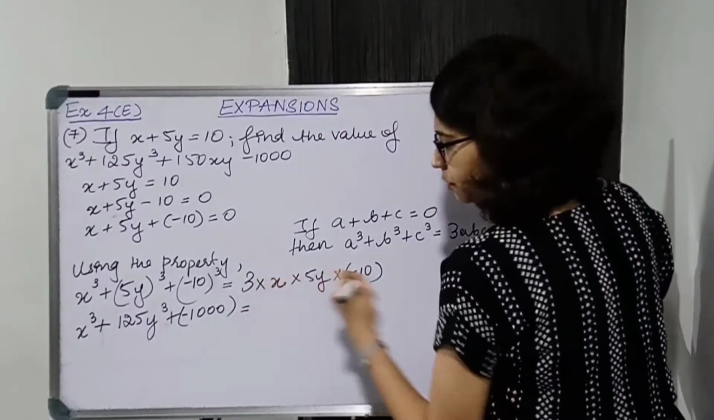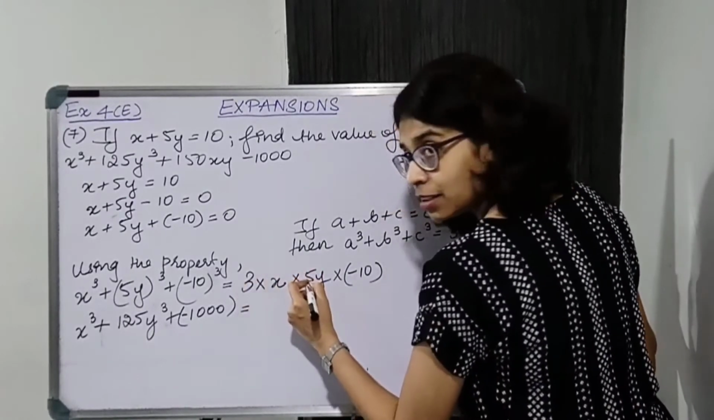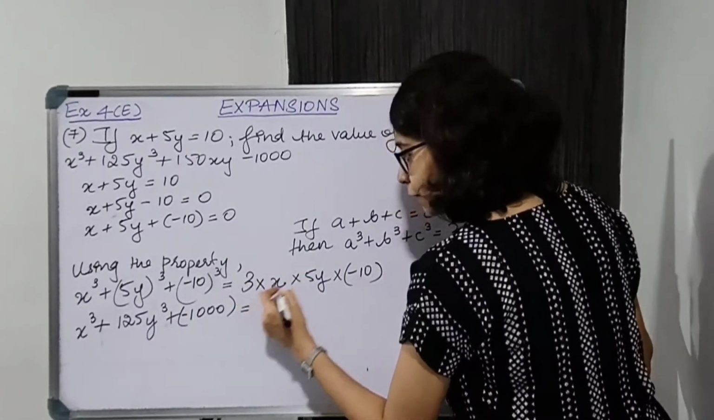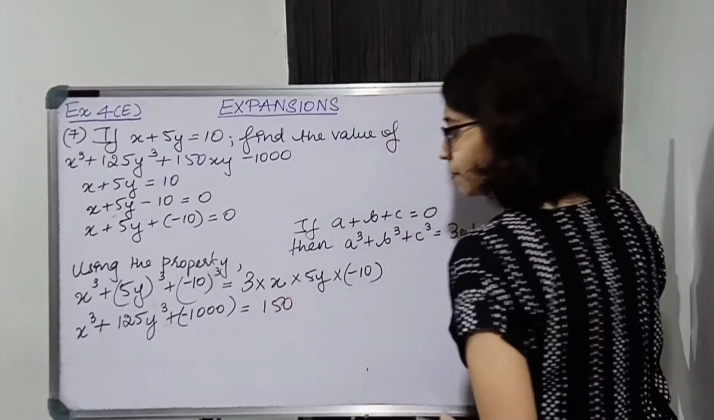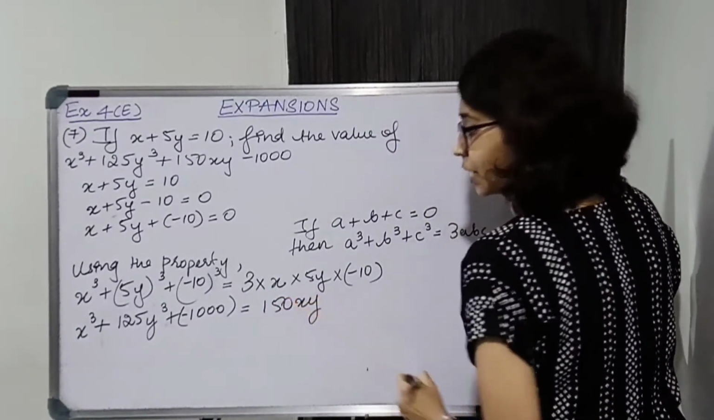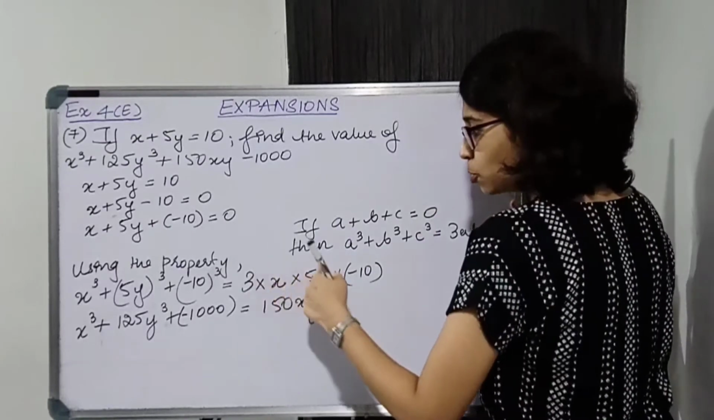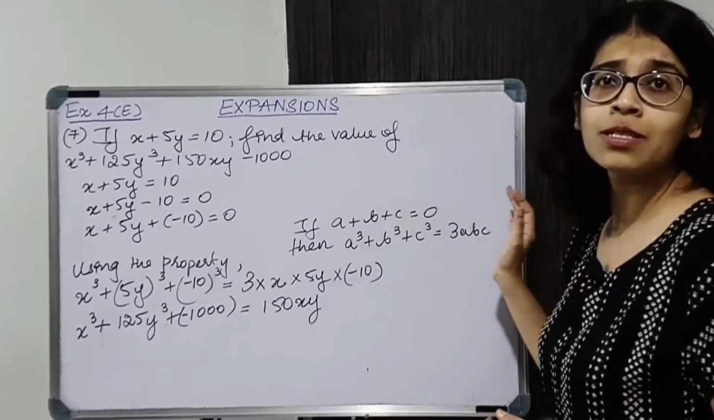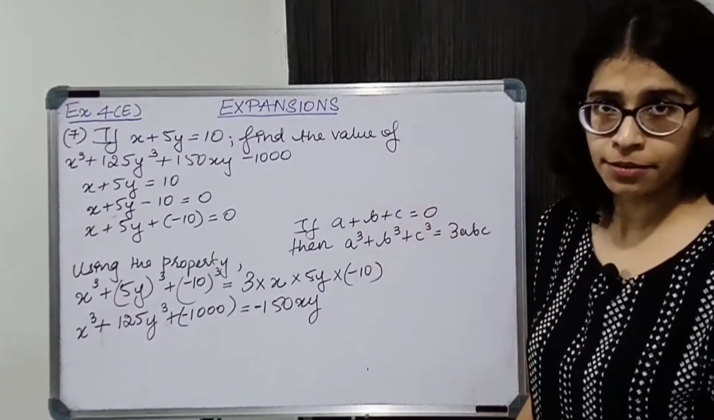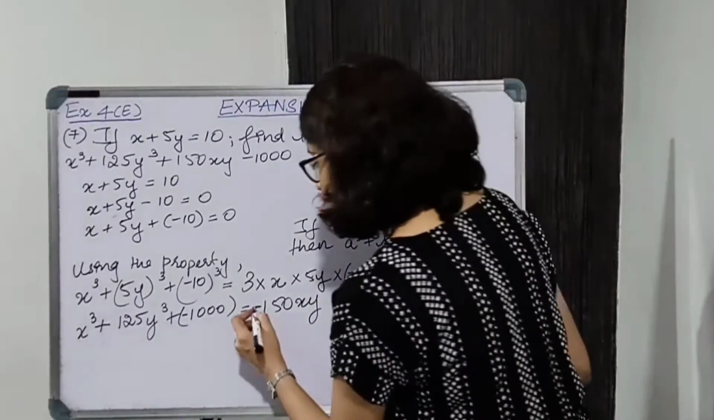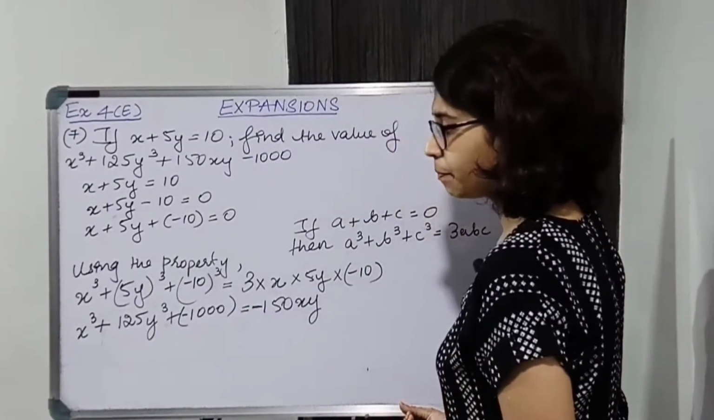Okay, so over here we multiply the numbers first. 3 5s are 15. 15 into 10, 150. xy. Now consider the signs. Positive, positive, positive. Only one number is negative, so this will give negative. Negative into positive is always negative. Okay, so minus 150 xy.